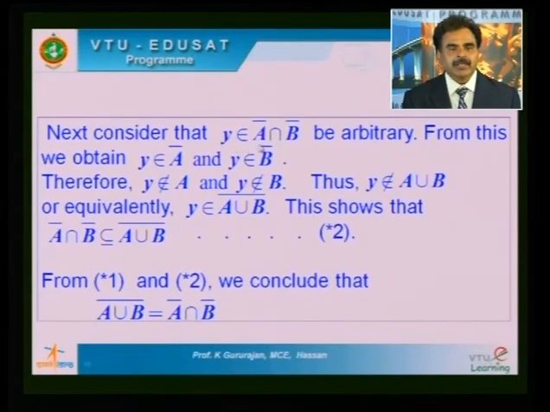y belongs to A complement intersection B complement. We have shown that y belongs to what? A union B whole complement. Because y is an arbitrary element, we can conclude that A complement intersection B complement is a subset of what? A union B whole complement. I can give one reason why.